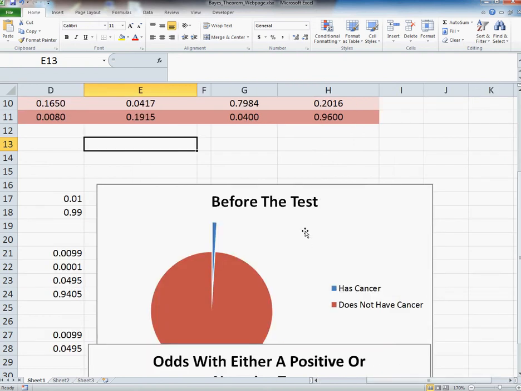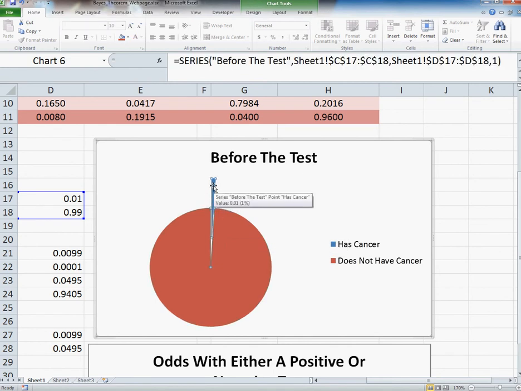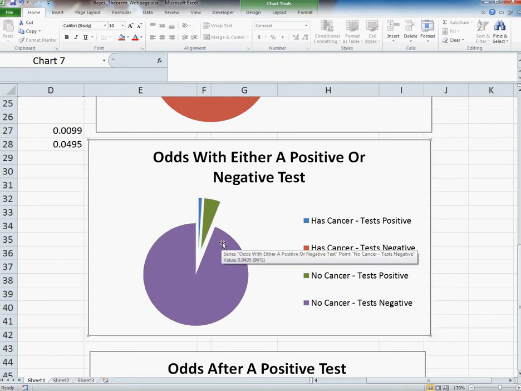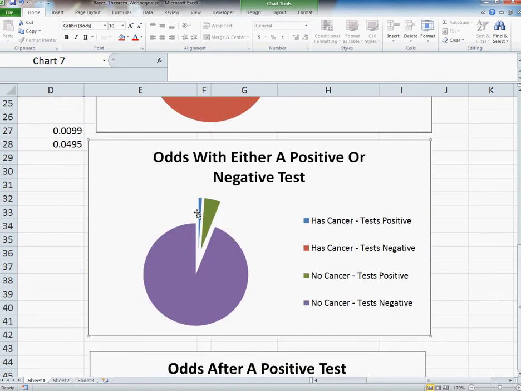Graphically, this is what it looks like. Before the test, the chances that they have cancer are 1%. That's this little blue triangle. And chances that they don't have cancer, 99%. When they come in for the test, now we have 4 possibilities. They either have cancer and test positive, they either have cancer and test negative, no cancer and test positive, or no cancer and test negative. The sum of these two no cancer circles, the purple and the green, is still 99%. That's the same as this red. And the blue triangle and the little red sliver that's not visible because it's so small is 1%.